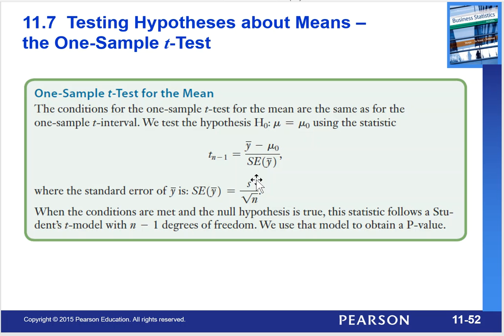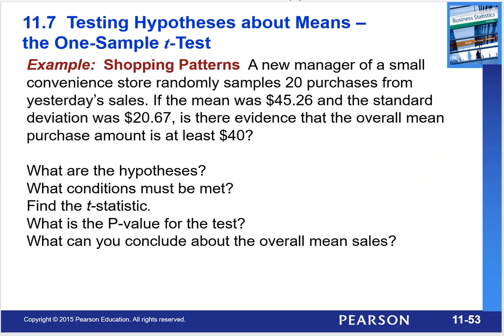So this looks absolutely the same as doing a hypothesis test for a proportion, except everything you're doing is about means. So let me take you through one. Shopping patterns. A manager of a small convenience store randomly samples 20 purchases from yesterday's sales. If the mean was $45.26 and the standard deviation was 20.67, is there evidence that the overall mean purchase amount is at least $40? What are the hypotheses?